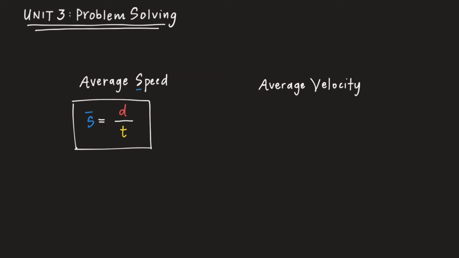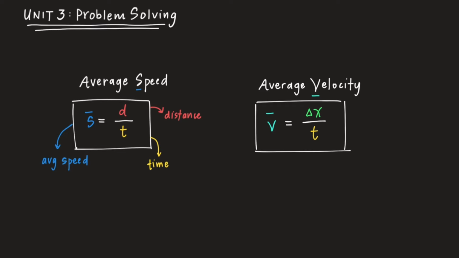Average velocity. Remember, velocity is represented by a V. And in order to represent the average, we're going to write a bar over it. So V bar, or average velocity, can be calculated by taking our total displacement, so our change in x, or our delta x, and dividing it by the total time of the motion. So that's our average velocity. Remember that S bar stands for average speed, D stands for distance, and T stands for time. And then V bar stands for average velocity, delta X is displacement, and T is time again.